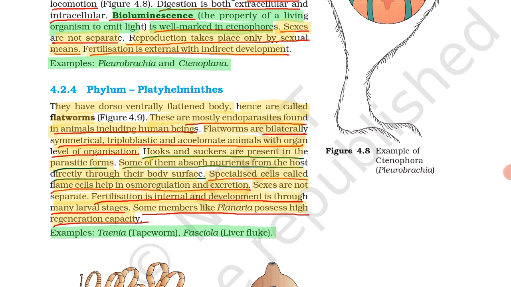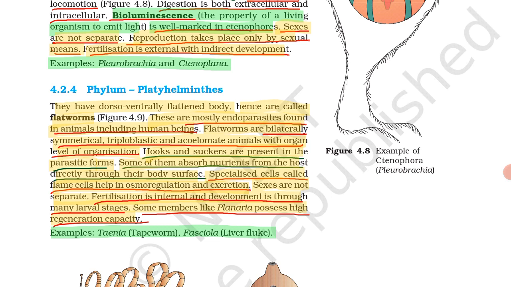So these are bilaterally symmetrical. When a plane passes through the body, it divides it into two equal halves in only a single plane; this is called bilateral symmetry. What is meant by triploblastic? The organism with three germinal layers, outermost ectoderm, innermost endoderm, and middle mesoderm, is called triploblastic.